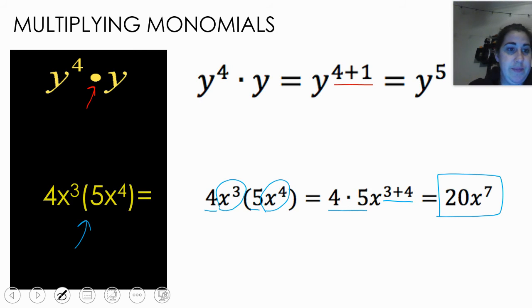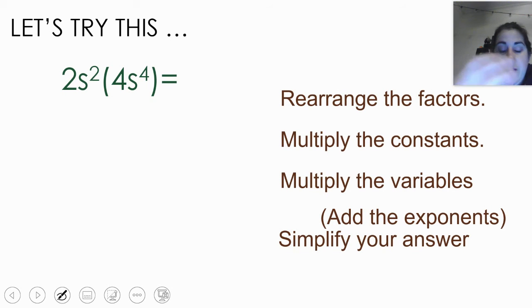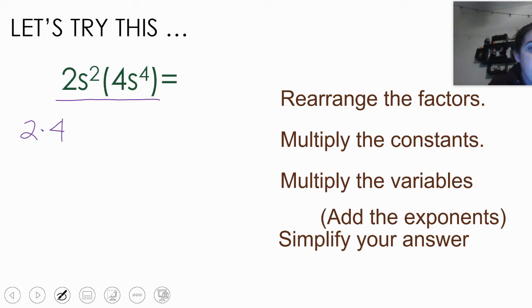So let's try some. So first step, we want to rearrange the factors. What does that mean? Well, it means that I'm taking my constants. All of this together, guys, is multiplying. So I'm doing 2 times 4 times, okay, so my multiplication is going away. So I'm going to use a little red X.